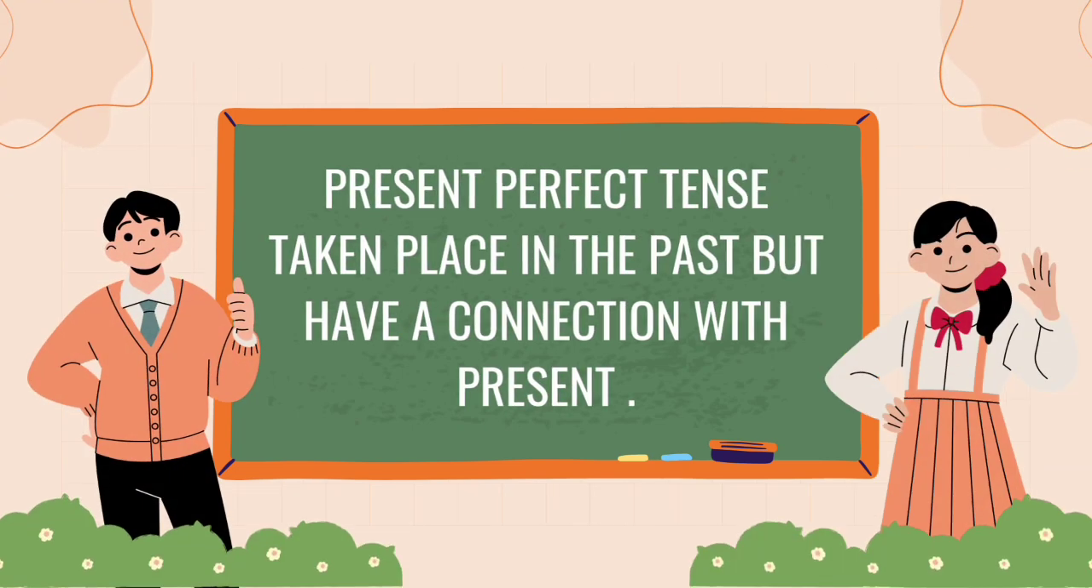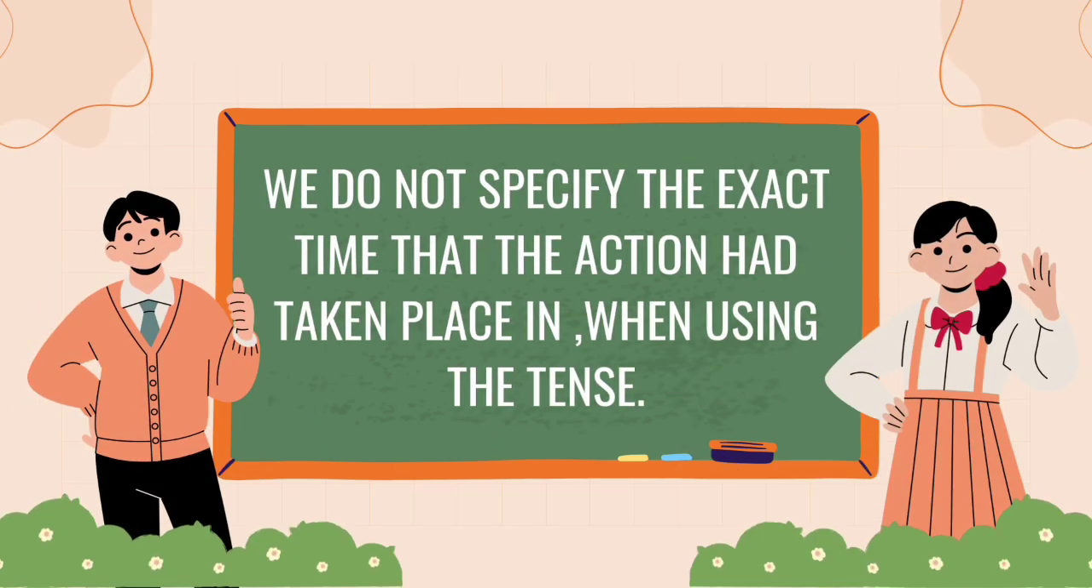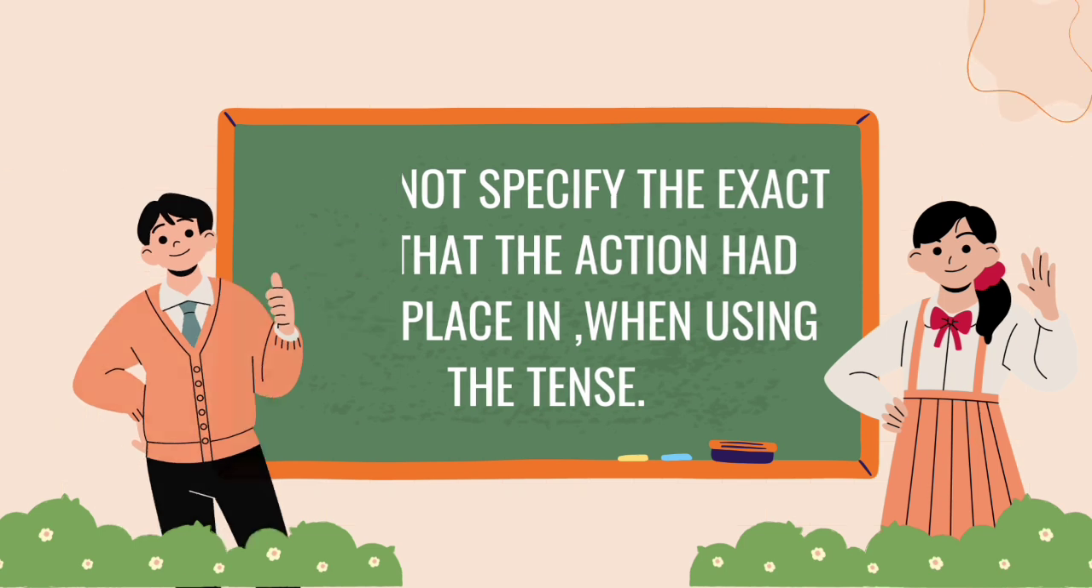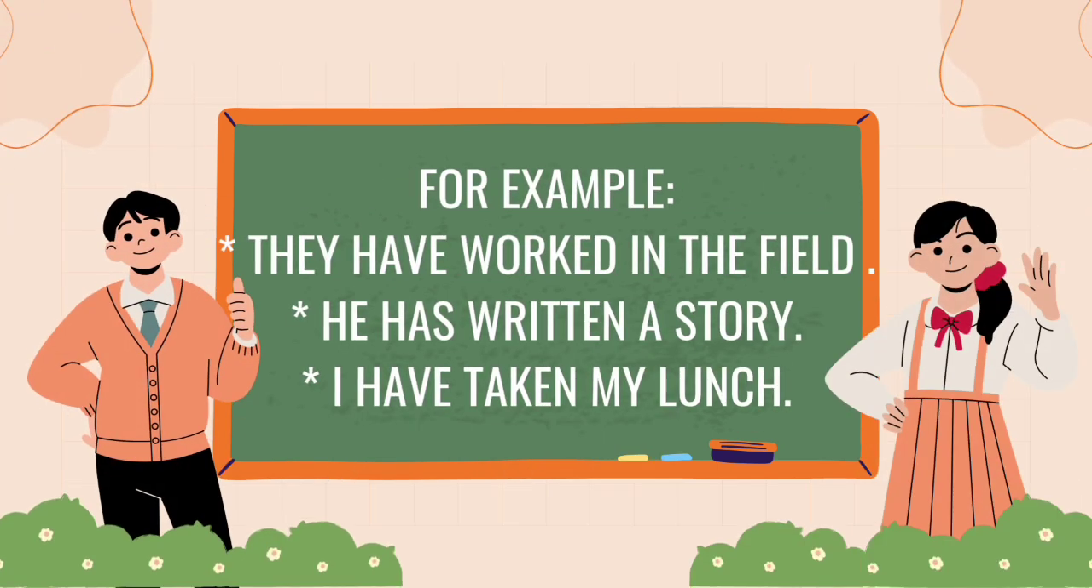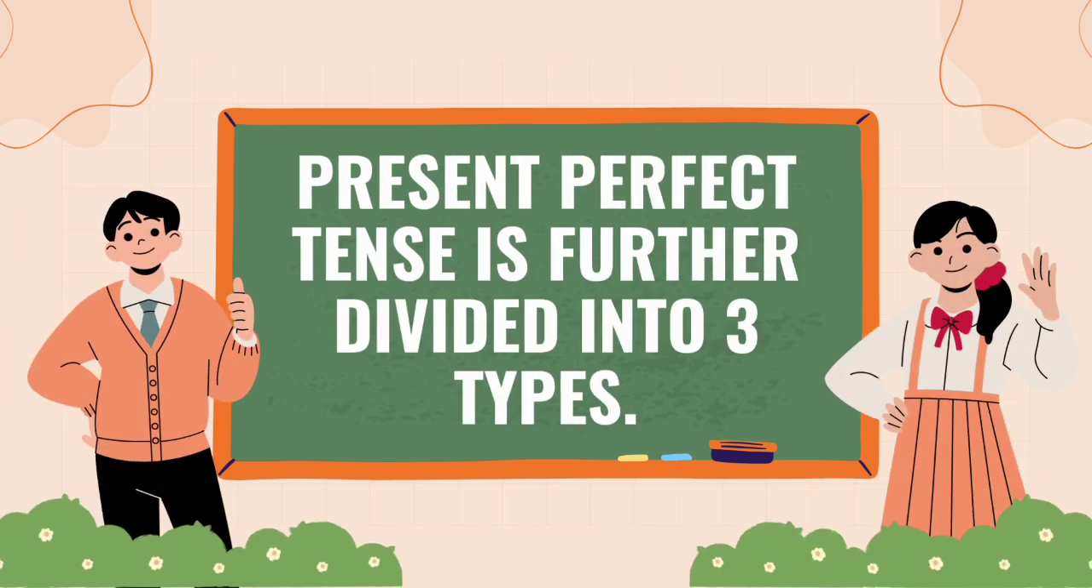Present perfect tense takes place in the past but has a connection with the present. We do not specify the exact time that the action took place when using this tense. For example, they have worked in the field. He has written a story. I have taken my lunch.